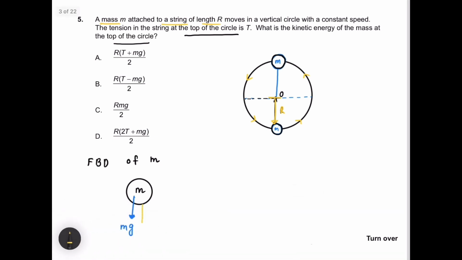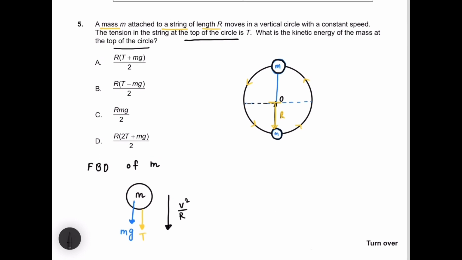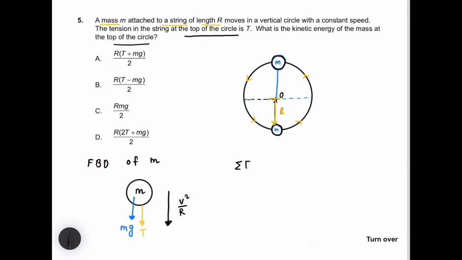So that means the tension T would be acting away from the body, and the net acceleration would be towards the center, which will be equal to how much? V square by r, right? So from here I can write that the summation of net force along the y-axis is equal to m times the acceleration along the y-axis. So net force along the y-axis is what? Mg plus T, right? So Mg plus T is equal to m times V square by r. So from here I can find V square will be equal to r times (mg plus T) divided by m, right?